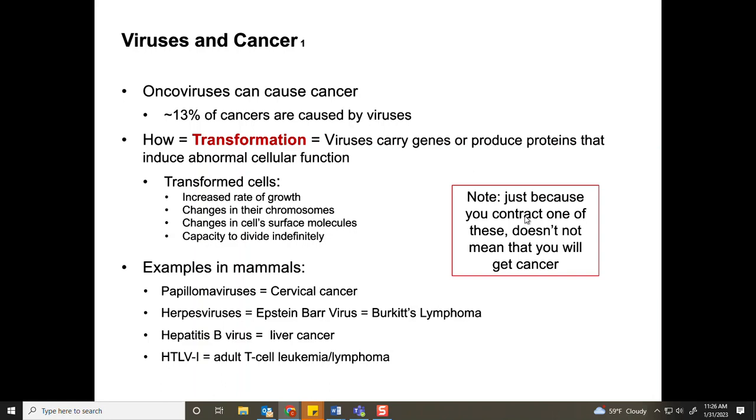If I have a genetic predisposition, I could pop a few more bubbles. So it's not like just because you have one of these viruses that means you're going to get it. Okay, so I just want to clarify that so I don't have any panic in the class.